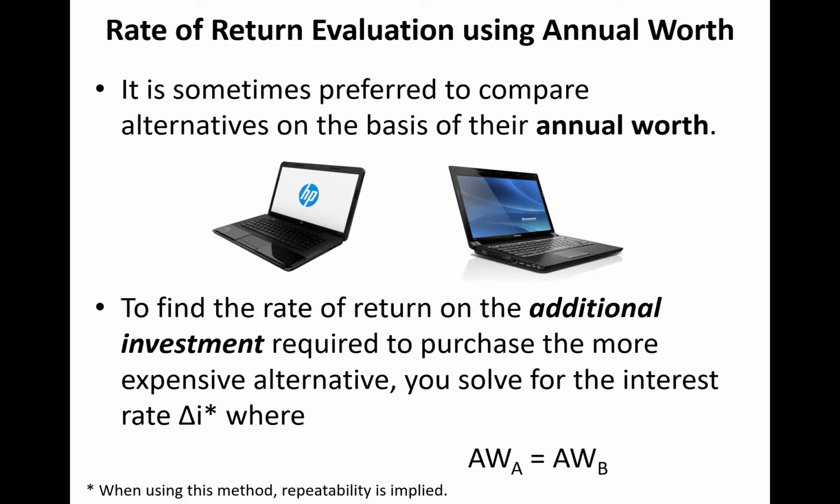And so the thing that we're doing in incremental analysis, same as last time on Wednesday, the question that we asked with every comparison was, is it worthwhile to spend the additional amount for the more expensive alternative? So what we'll do here is analyze the rate of return on the additional investment when we compare the annual worths. In order to solve for that unknown interest rate, we're going to find the interest rate that makes the annual worths of the two options equal to each other.